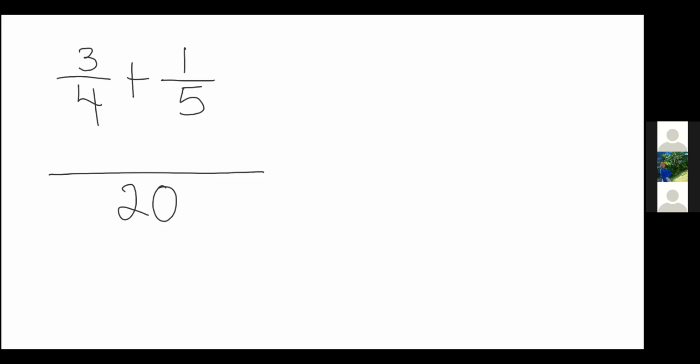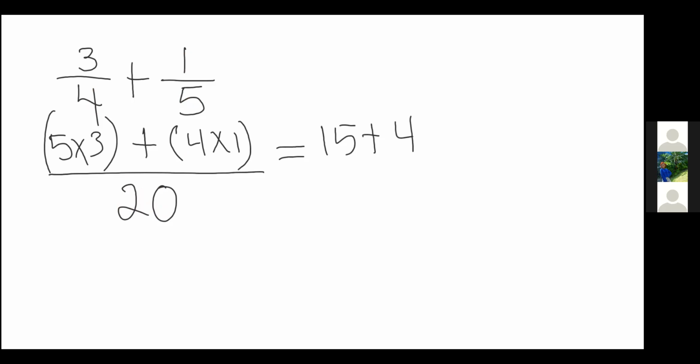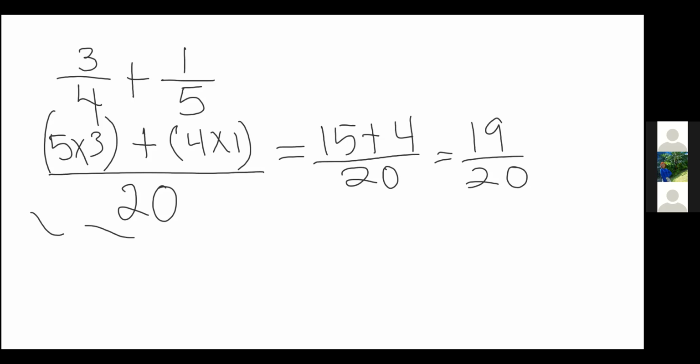So now we have to say how many times can 4 go into 20? So 20 divided by 4, same thing. 20 divided by 4 is 5. And we take that 5 and we multiply it by the numerator above the 4, which is 3. So 5 by 3. Plus, we move on to the second one. 20 divided by 5 is 4. And we take that 4 and we multiply it by 1. Which would be 15 plus 4 over 20, which is 19 over 20. Let's do another one.